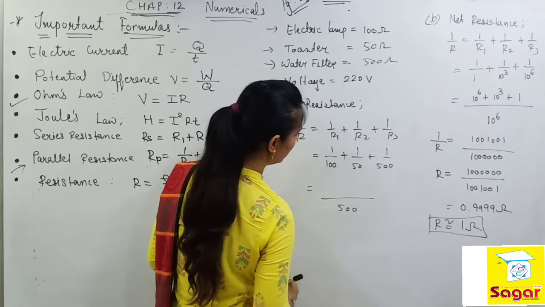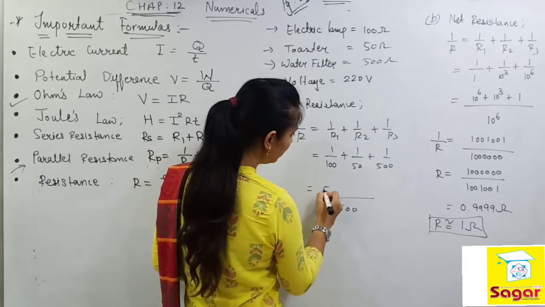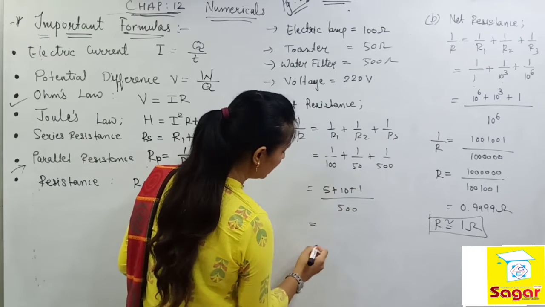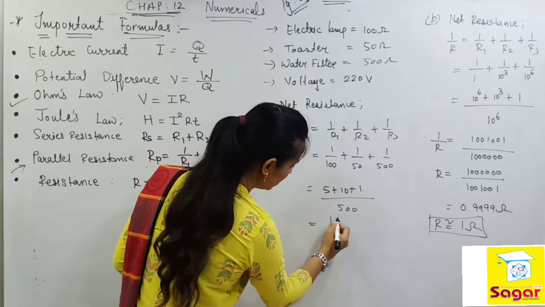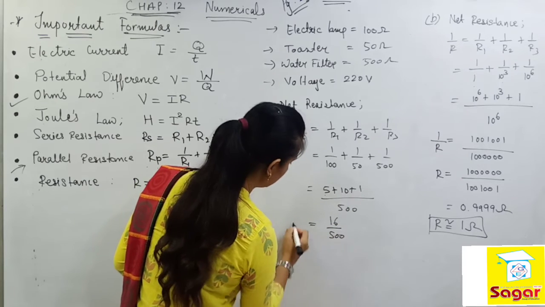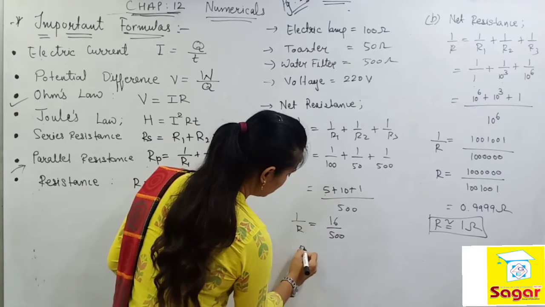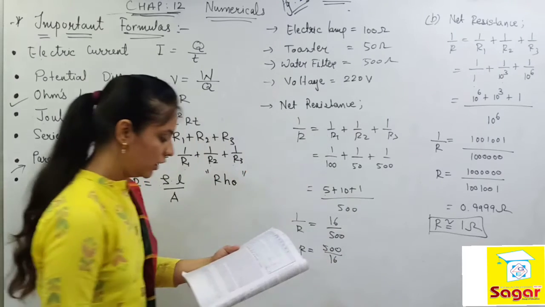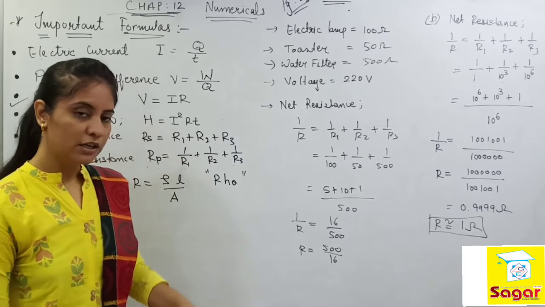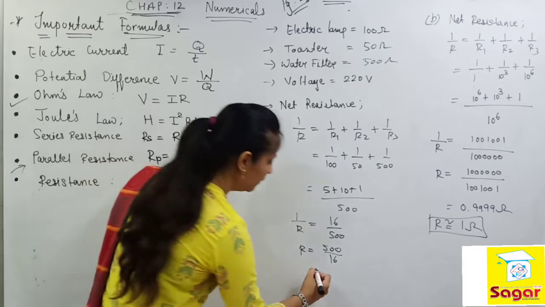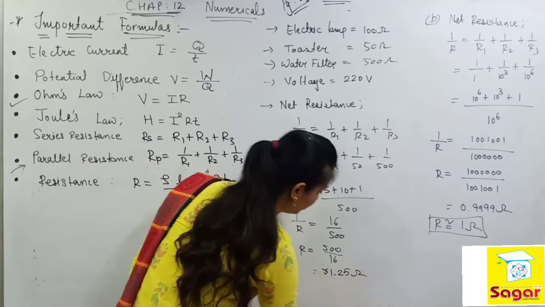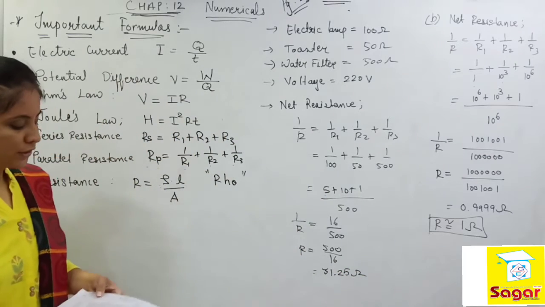So we are having 500. Here it will be 5, here it will be 10, and here it will be 1. Just do the addition: 5 plus 10 plus 1 is 16, divided by 500. So that's 1 upon R. So R is equal to 500 divided by 16. Got it everyone? If you take the ratio of this, you will have 31.25 ohm.